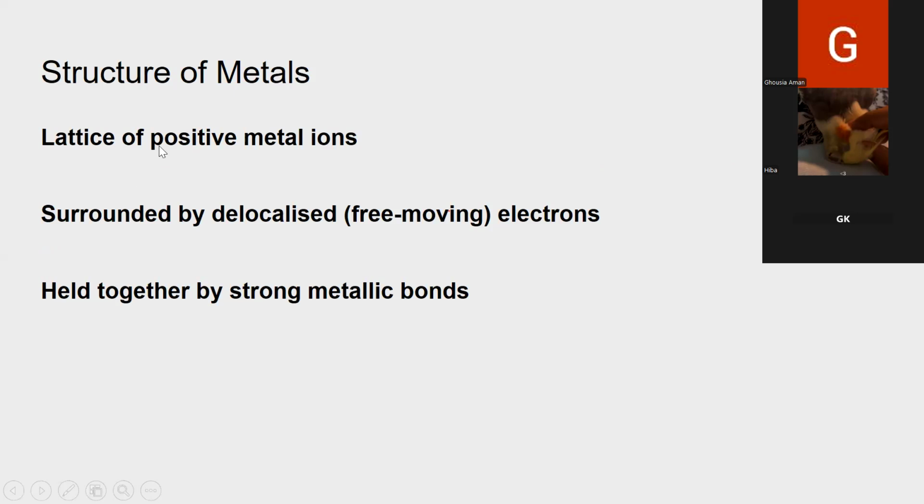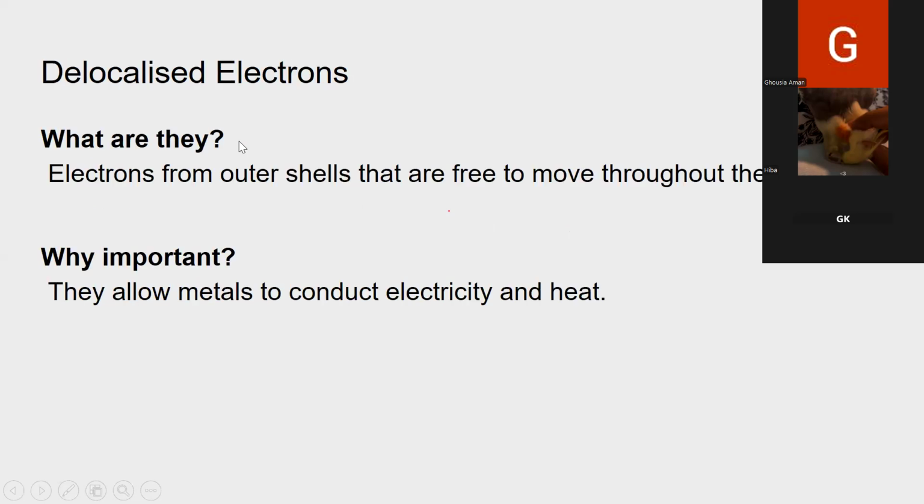That was the structure of metal, a lattice of positive metal ions. What is the meaning of lattice? A lattice is any structure which has a nice arrangement of the particles. So a lattice of positively charged particles nicely arranged, surrounded by the delocalized free moving electrons and held together by a strong metallic bond. What is a strong metallic bond? The attraction between the free moving electrons and the positively charged particles. Delocalized electrons are electrons from the outer shells that are free to move throughout the metal.